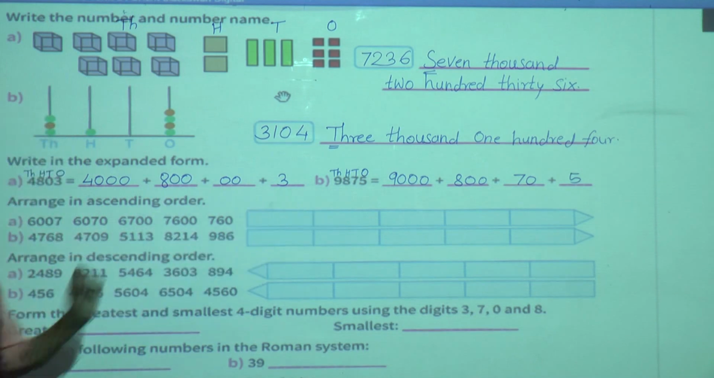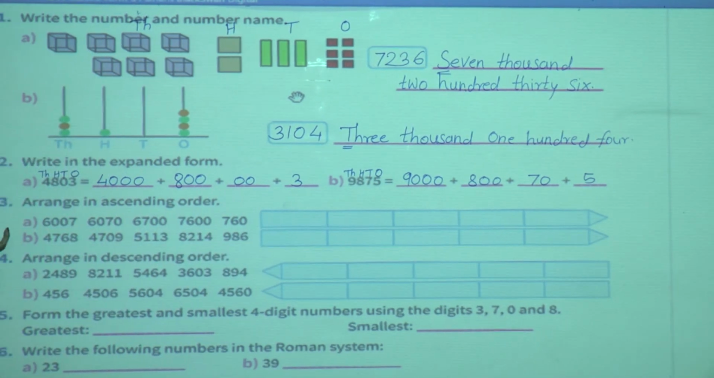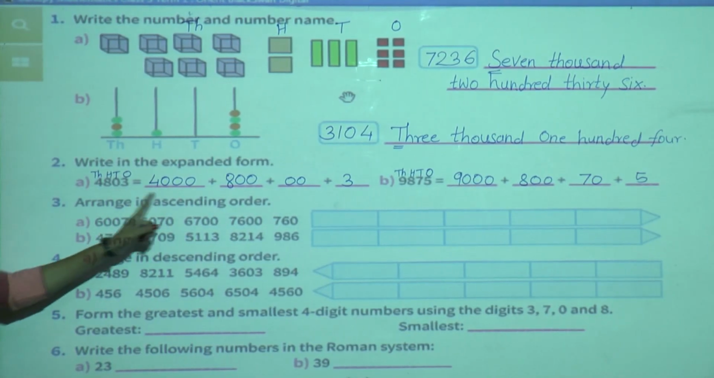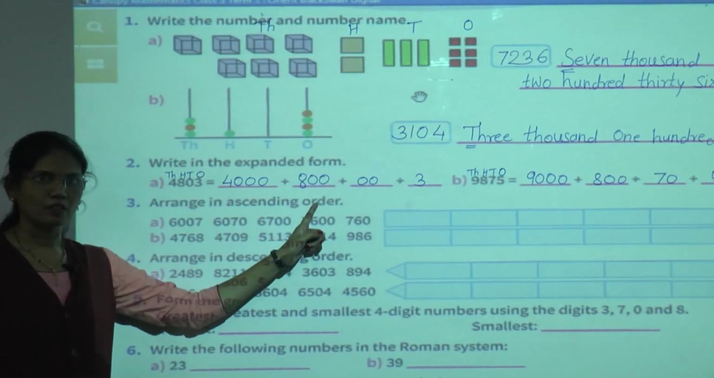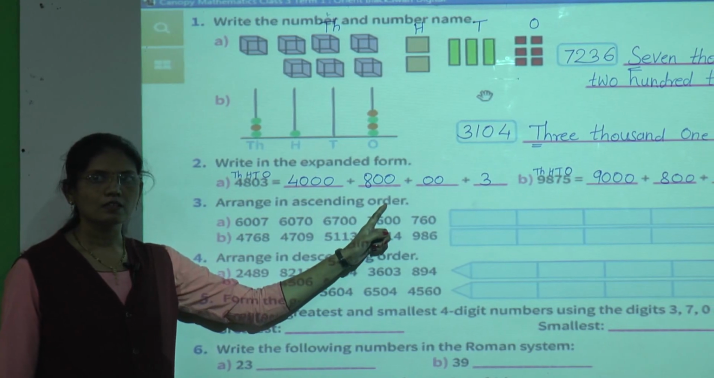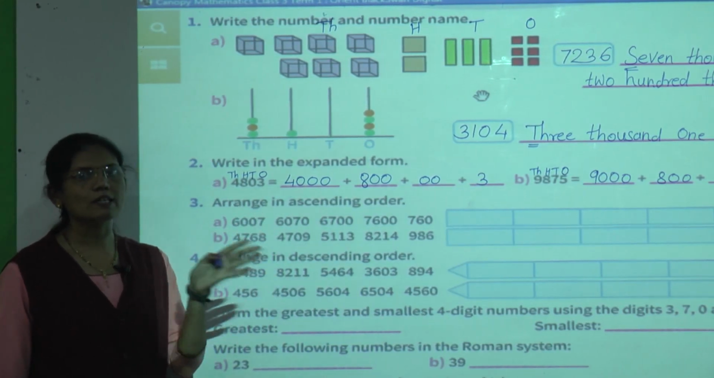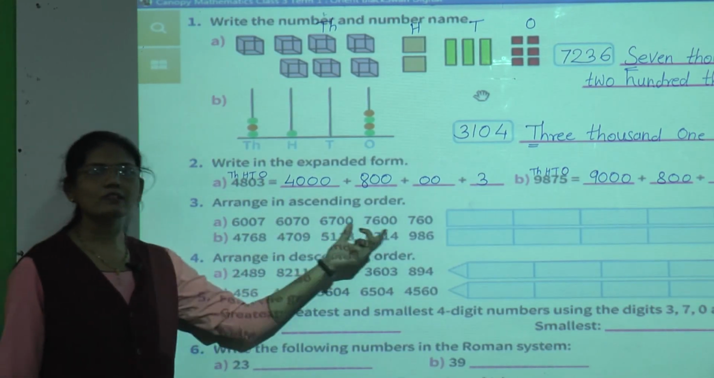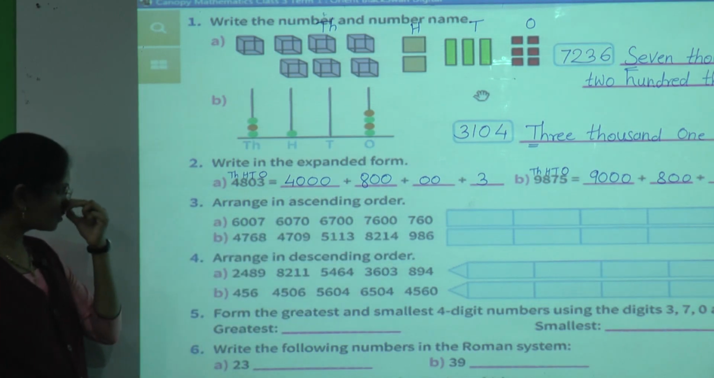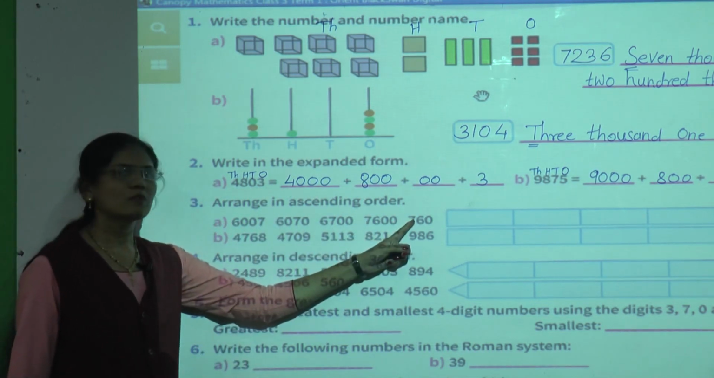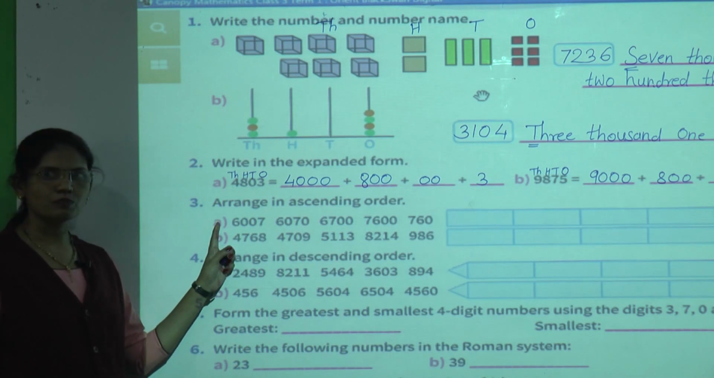Understood? Okay. Now shall we move to the next question? Now see the third question. Arrange in ascending order. Ascending order means increasing order, from smallest to biggest we have to arrange these numbers. Now students, first we will see which number is smallest.